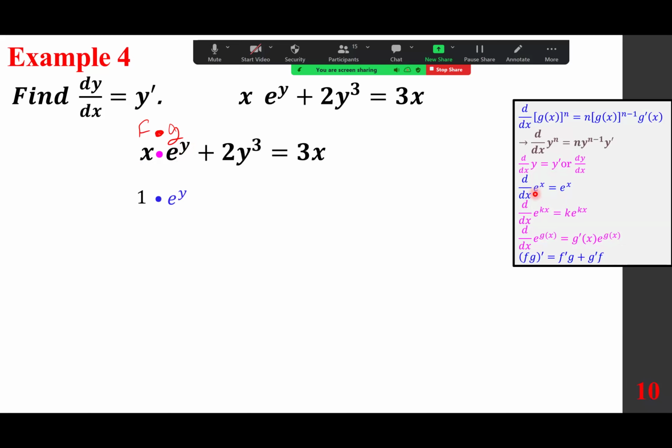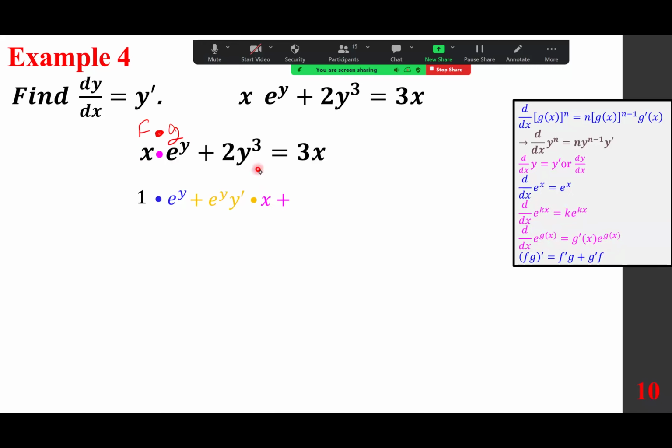So the derivative of e to the power of x is itself. The derivative of e to the power of kx is itself times k by the chain rule. The derivative of e to the power of g of x is itself times g prime by the chain rule. So plus e to the power of y, the answer is itself times y prime, or dy dx. That's g prime. Now f, it's x, 2y cubed.